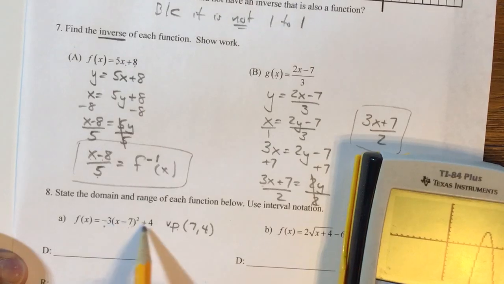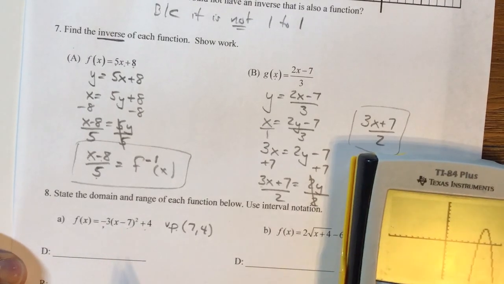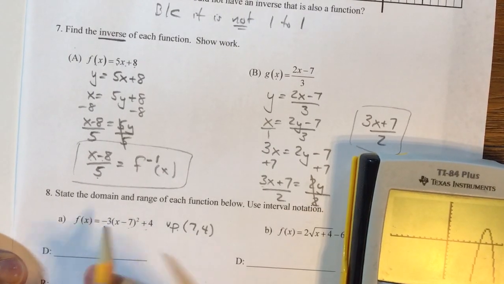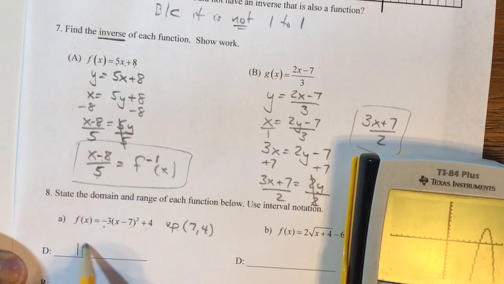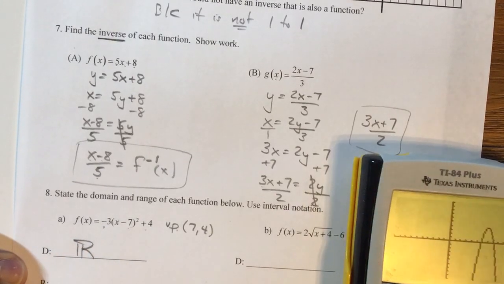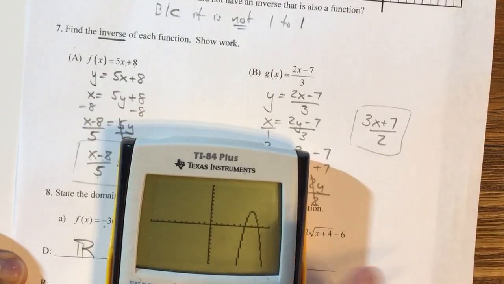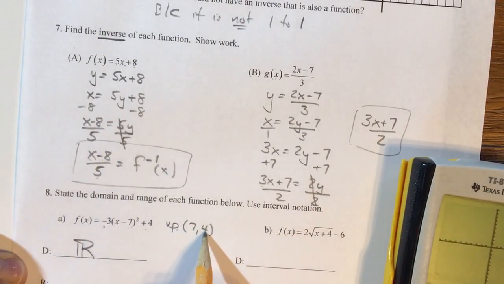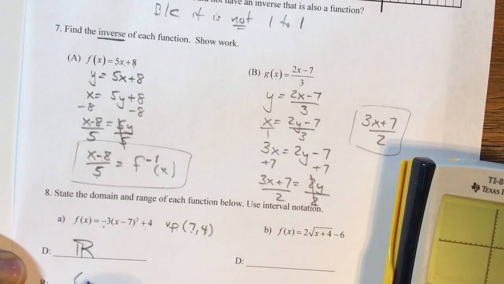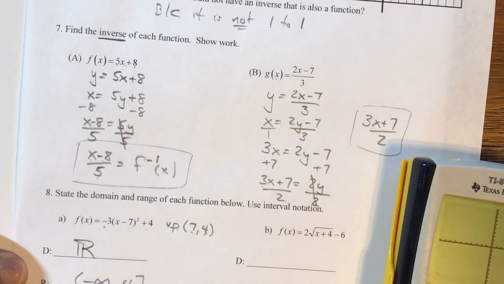Well, I'm not running into any nasty problem. I'm not going to divide by 0, and I'm also not going to take any square roots. So the domain is everything, and that symbol is all real numbers. But the range is from here down. And where's here? You didn't really need the calculator for that. 7, 4. So the range is from 4 down. Now be careful. You want to say from -infinity up to 4, including 4. You always go from smallest to biggest.